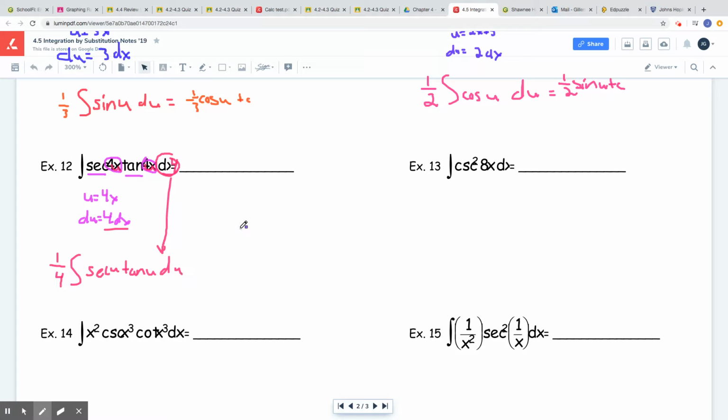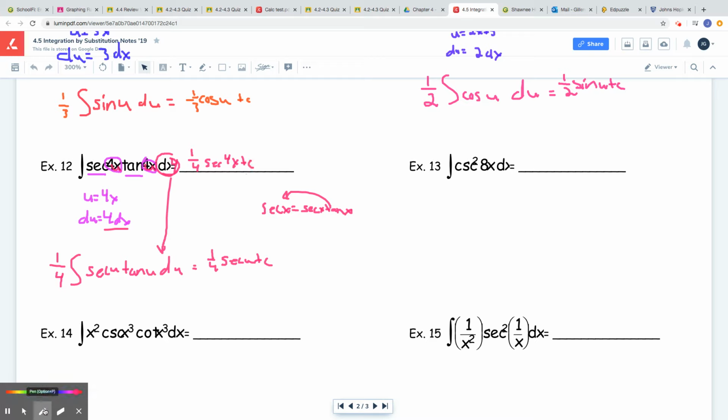If you remember, the integral of secant u tangent u, what's the derivative of secant x? The derivative of secant x is secant x tan x. So you have to be able to write those 6 derivatives down. We go backwards, so the answer is secant. So it's 1/4 secant of u plus c. What's u? 4x. Secant 4x plus c. And there's your answer.